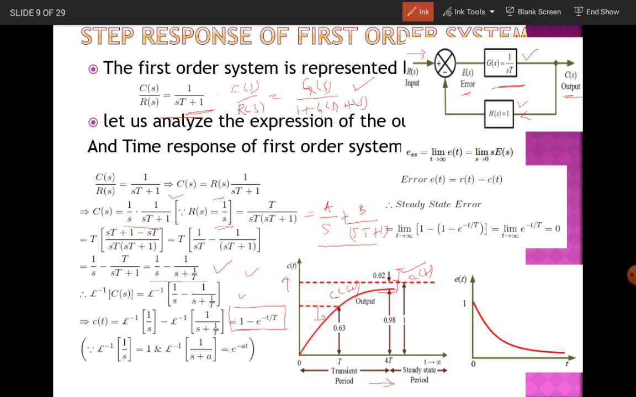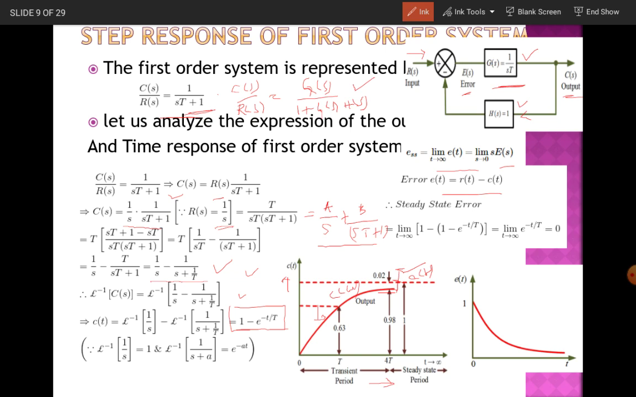So here suppose I want to get the error. So you can find out the error by using this expression E of t equal to R of t minus C of t. That is the reference input minus the actual output. This will give the error. And I want to get the steady state error. So the expression for steady state error is limit t tends to infinity E of t, or in the s domain, this can be found by using this expression limit s tends to 0 s into E of s.